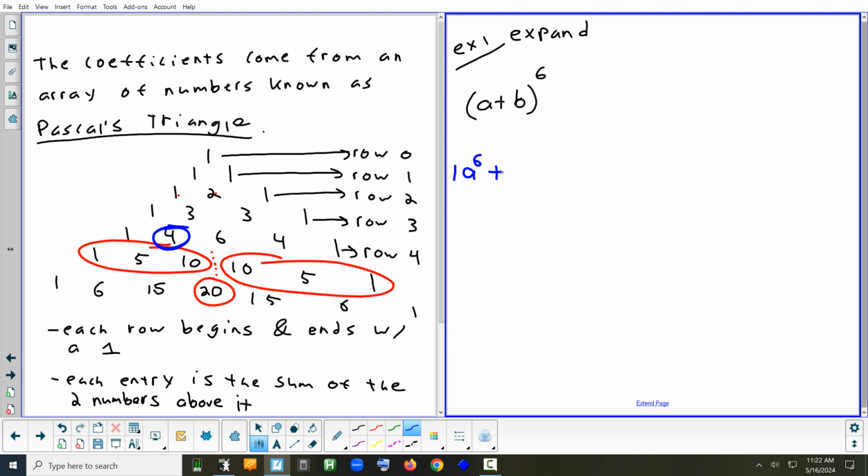Plus, okay, what's my next coefficient? 6. 6 a to the 5th and b. Mm-hmm. Okay, next term? 15 a to the 4th b squared. Okay, someone else give me my next term. 20. What's the whole term? 20 a to the 3rd, b to the 3rd. Okay, next term after that.